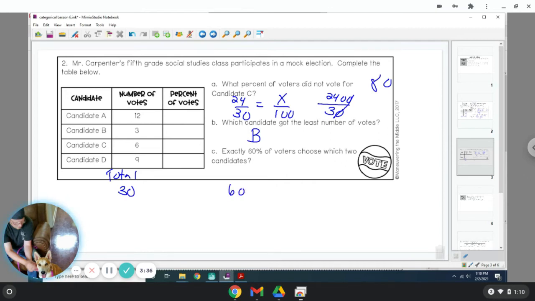Exactly 60% of the voters chose which two candidates? So that would be 60% over 100% is equal to X over 30. Again, you're going to cross multiply. So you're going to do 60 times 30, which is 1800. And then you're going to divide by 100, and cross off the zeros. So that would be 18 votes. So 12 plus 6 is 18. So it would be candidate A and C.